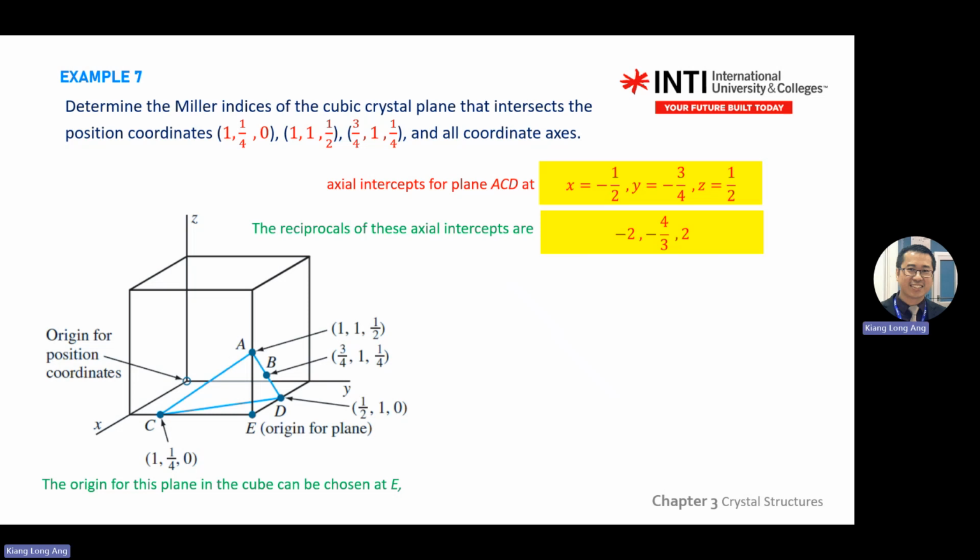Then you do reciprocal, you convert the things. Because these are not coordinates, they're indexes. Then you flip. This one you flip, get -2, flip this one, get 4/3, flip this one, you get 2. But again, Miller, we don't like fractions. Remove the fraction, multiply by 3. So you get this one.